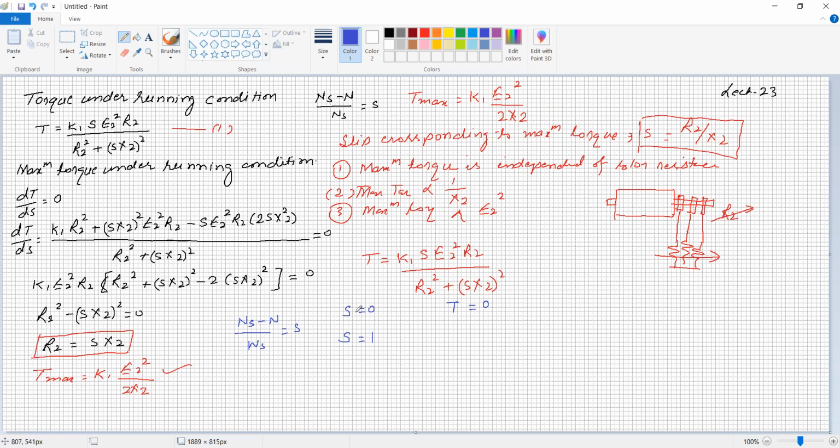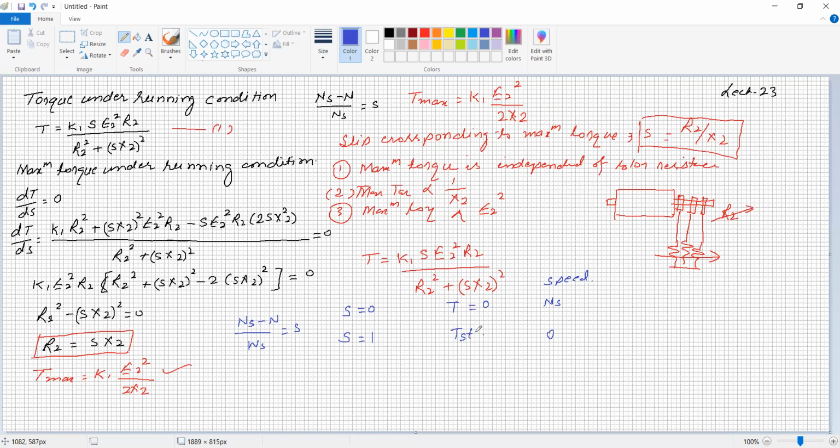Now what is the speed at s equal to 0? When s is equal to 0, the speed is equal to synchronous speed, isn't it? So that is not possible. If the rotor attains the synchronous speed, definitely the torque exerted by the rotor conductors becomes 0. And s equal to 1 means that the speed is equal to 0. So these are the speed conditions. We can say that when s is equal to 1, it is the starting.